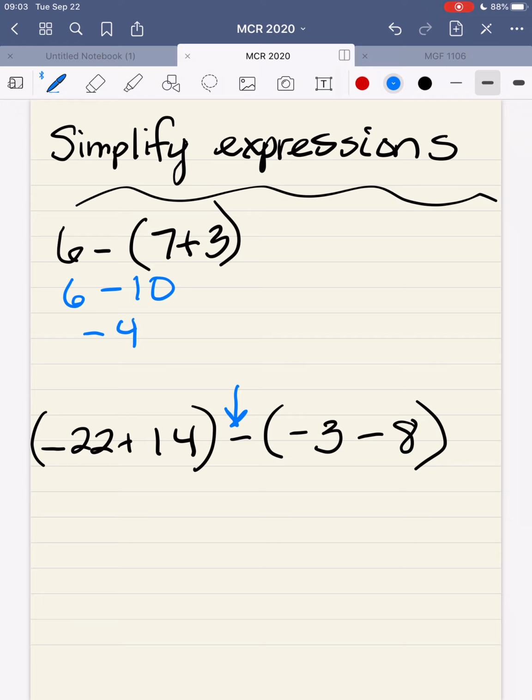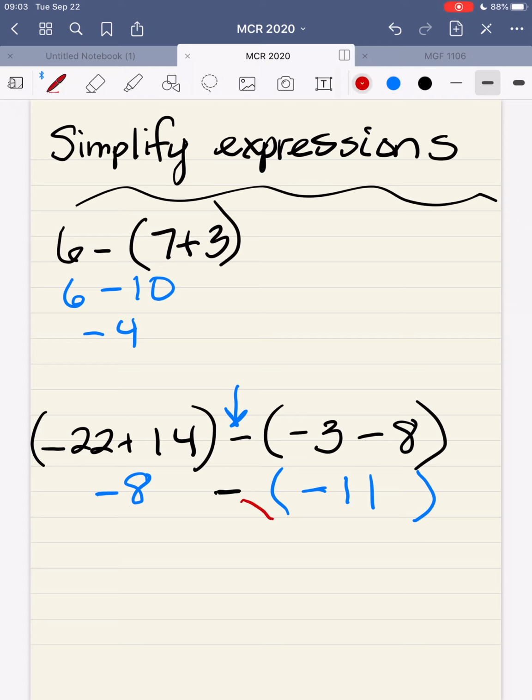Now these are opposite signs, so I need to subtract, and my larger number is negative, so I need to make sure that it's negative. So I'm going to have a negative number, and 22 minus 14 is going to give me 8. I'm going to keep my minus sign in between, and then I'm going to take care of the next parenthesis. Now these ones are the same sign, so we have to add and keep the sign, and in this case I'm also going to keep my parenthesis. My answer is going to be a negative, and 8 plus 3 gives me 11.